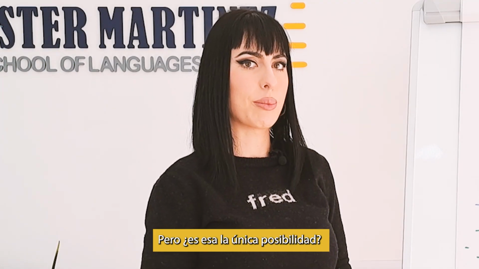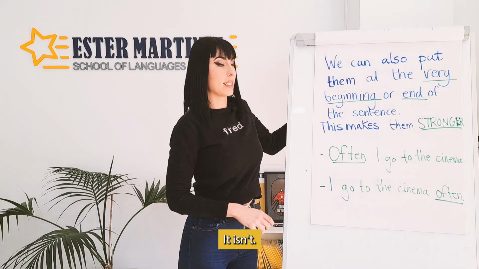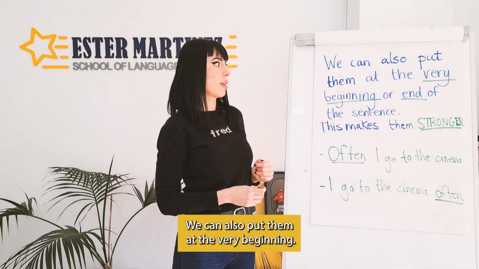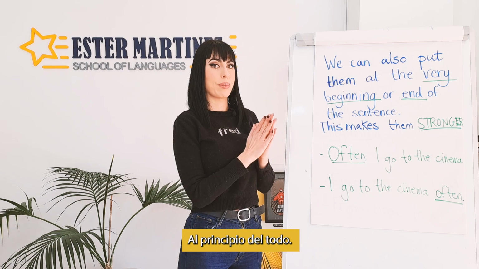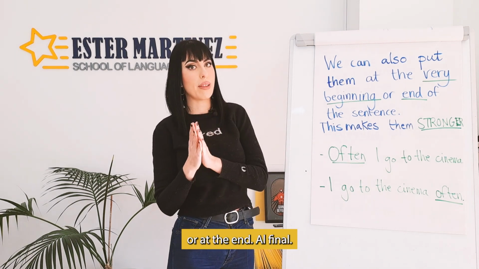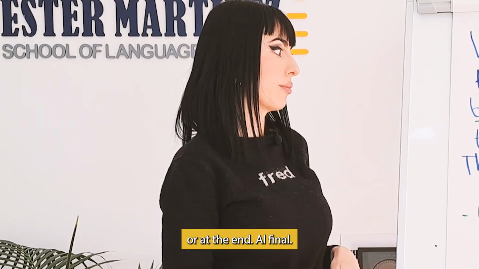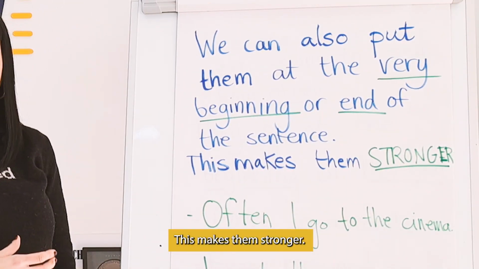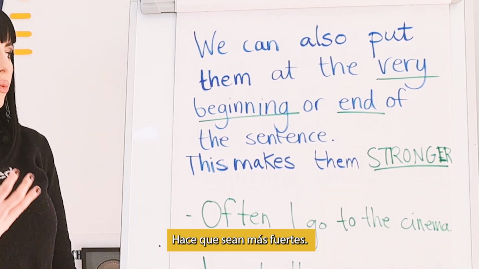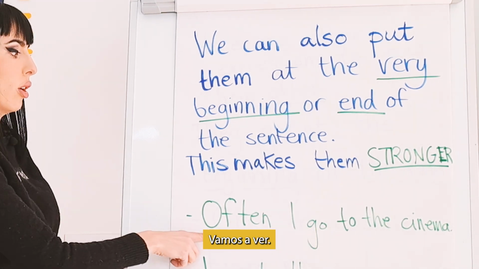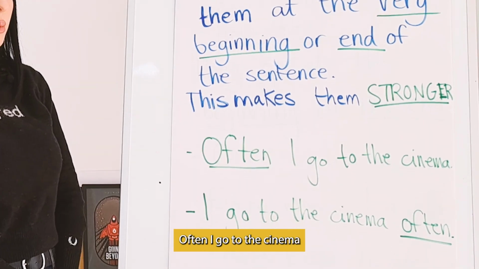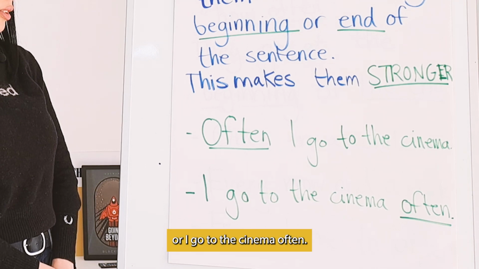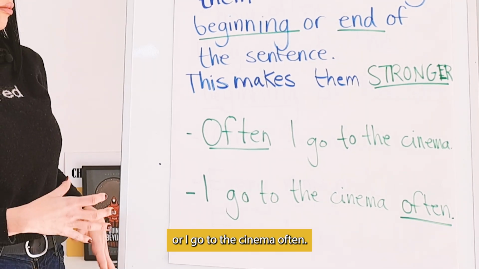Pero ¿es esa la única posibilidad? It isn't. We can also put them at the very beginning, al principio del todo, or at the end, al final. This makes them stronger. Hace que sean más fuertes. Vamos a ver. Often, I go to the cinema. Or I go to the cinema often.